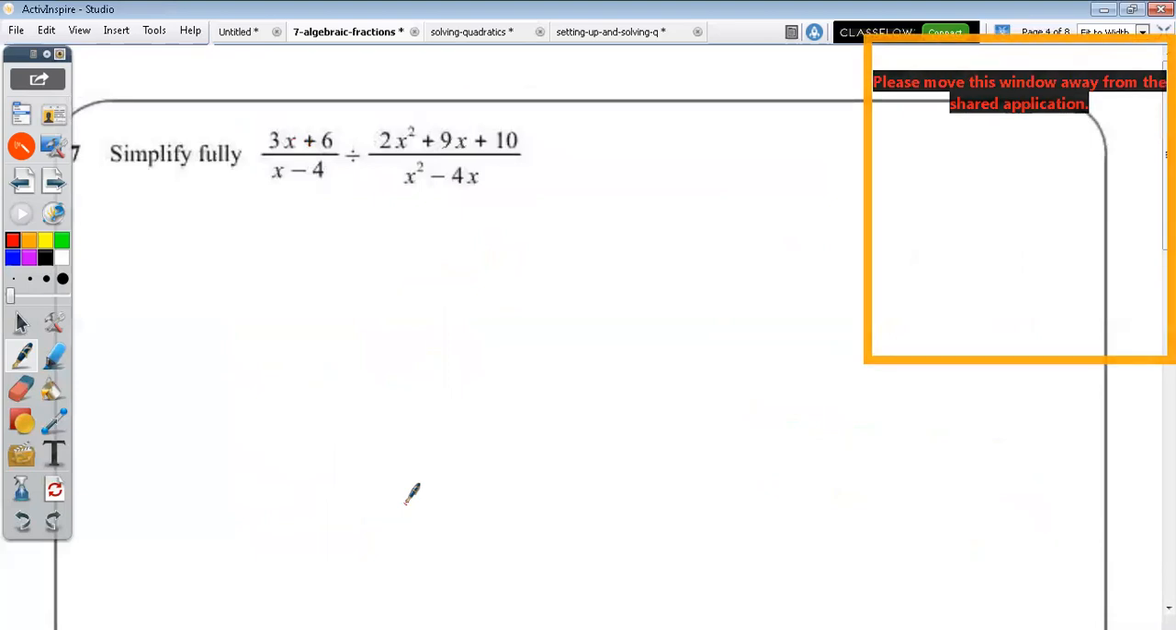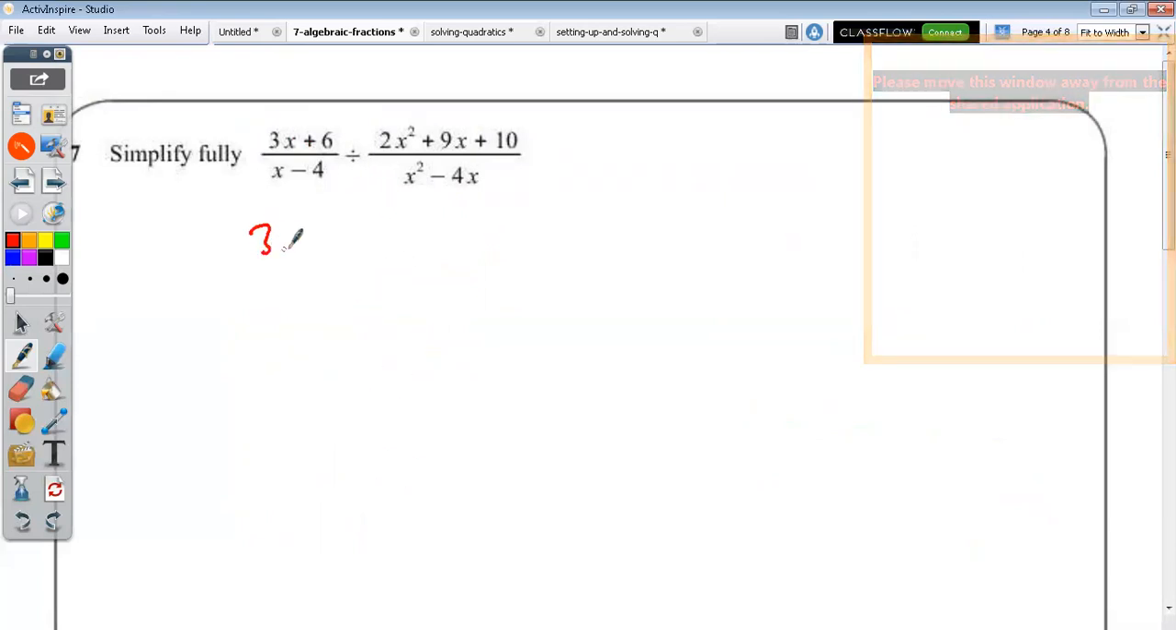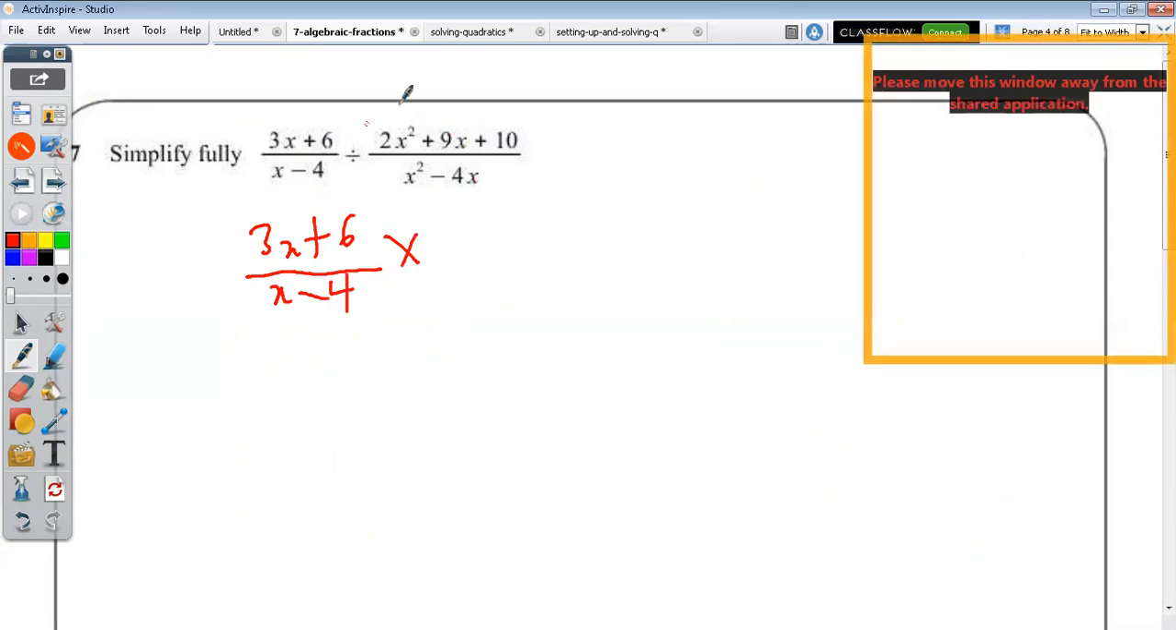Look at that question here. It looks a bit scary, huh? Anyway, what do you know when you are dividing in math? If I'm dividing, I multiply by the what? You know that. If we are dividing fractions, we multiply by the reciprocal, from primary. You inverse that. So x squared minus 4x over 2x squared plus 9x plus 10. This is a very good question here.